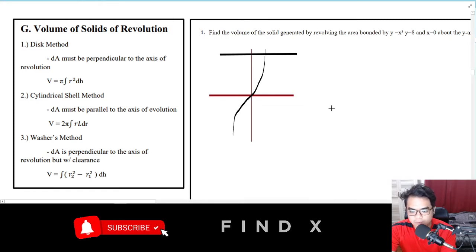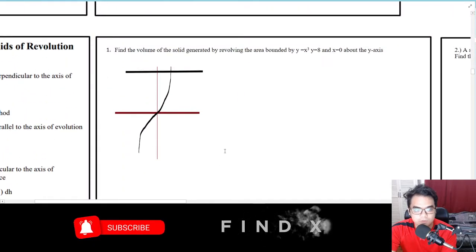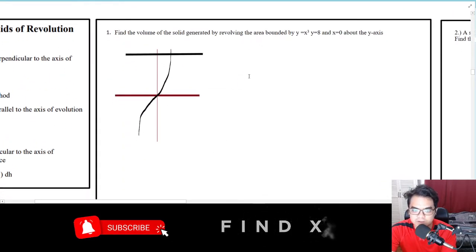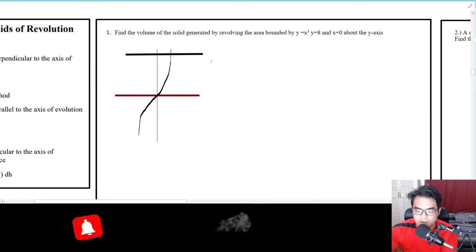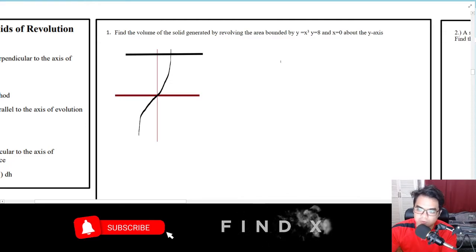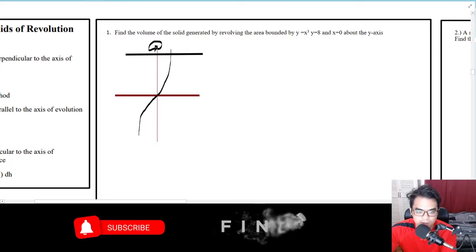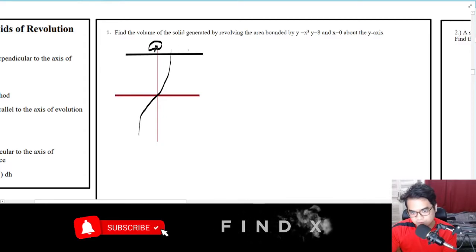For this example, we have: find the volume of the solid generated by revolving the area bounded by y equal to x cubed, y equal to 8, and x equal to 0 about the y-axis. So the axis of revolution will be the y-axis. The axis of revolution will be here. Okay, so that's the axis of revolution.